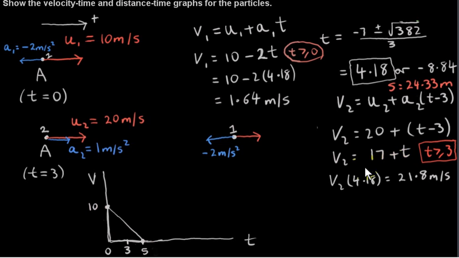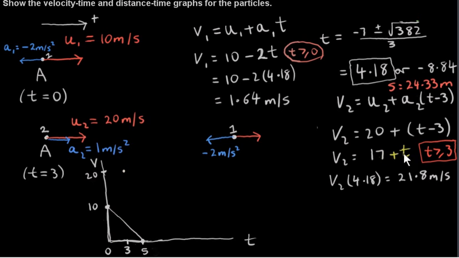Now, as for v2, it is valid only for values of t greater than or equal to 3. So the velocity time graph for particle 2 starts at t equals 3. The initial velocity for particle 2 is 20. So t equals 3. We see v2 is 17 plus 3 is 20, which is what we have here. That's what we're given. So we go up to 20 at t equals 3.